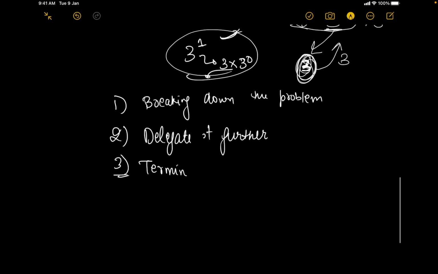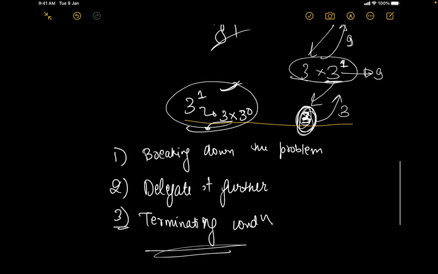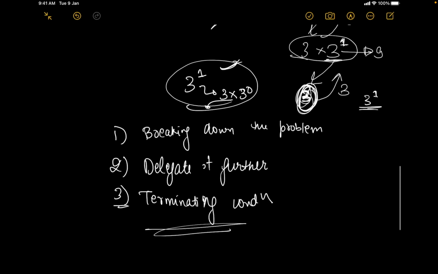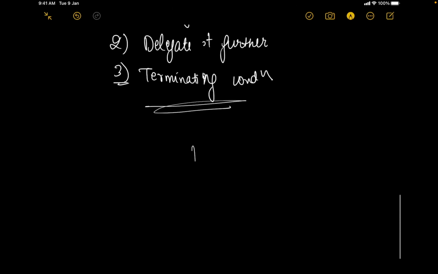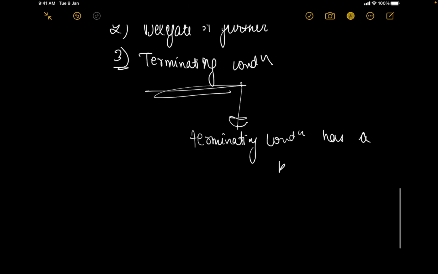There should be a case where the problem has become simple enough so that it can be calculated by a single call. Over here, just calculating what is 3 to the power 1 was a very simple thing to do, right? So that was a simple problem, and we defined that as a terminating condition. And often a terminating condition has a known value, or something that is pretty easy to calculate. Over here, the known value was that 3 to the power 1 is equal to 3.